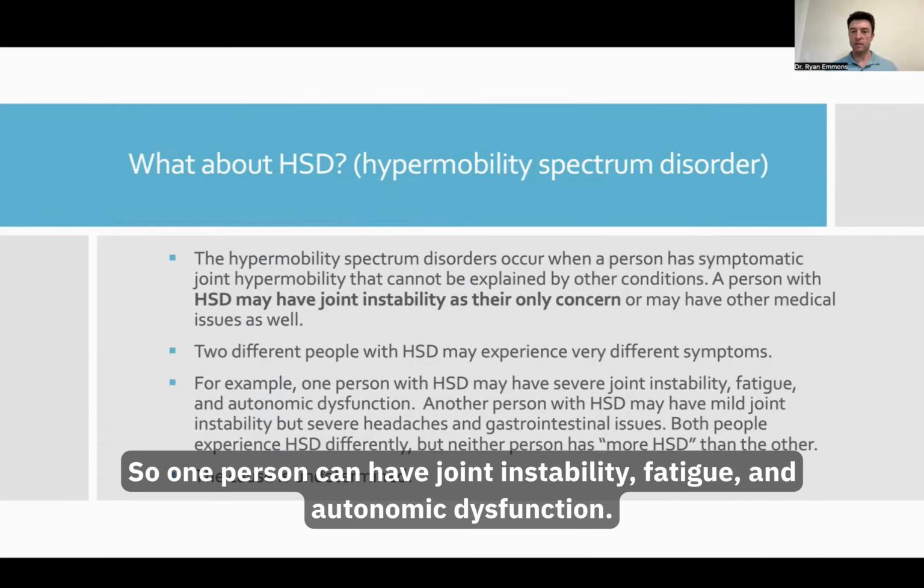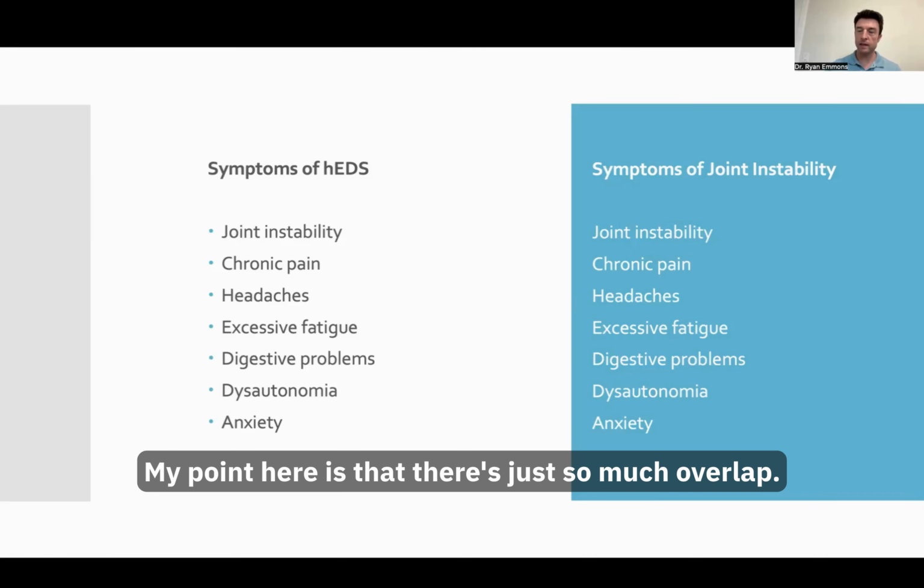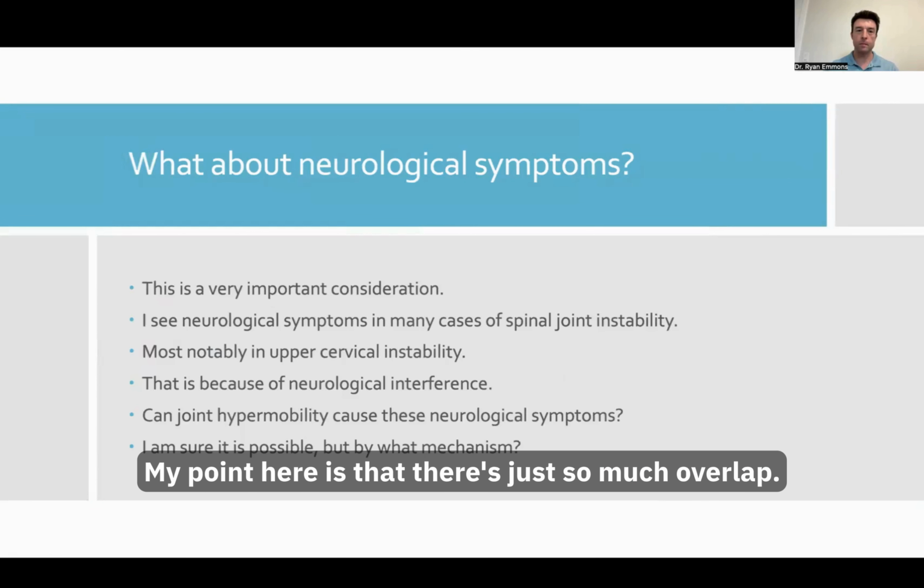And of course, the content that I speak of still comes from the Ehlers-Danlos Society themselves. The cause is currently undetermined, though they are looking into sources and making headway every day. But again, we look at common symptoms and we see a huge similarity. And it's not to say that joint instability causes EDS. My point here is that there's just so much overlap.